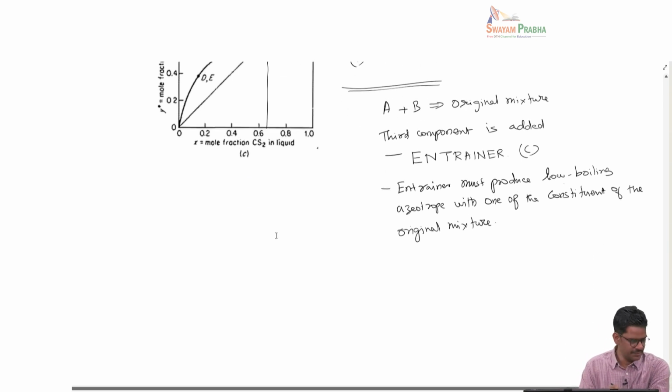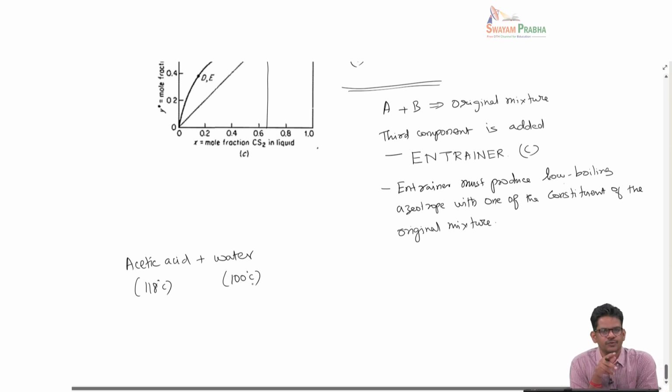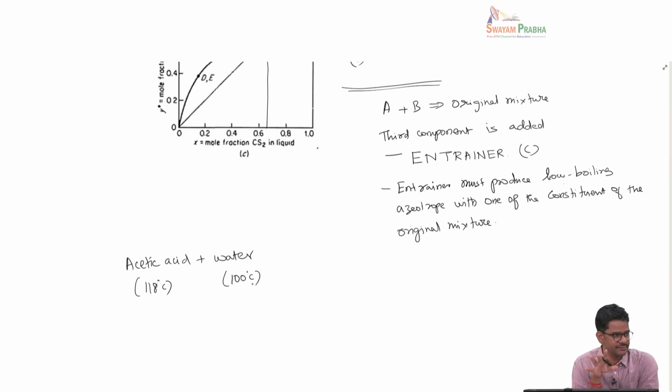Let us say I have a mixture of acetic acid plus water, and the boiling point of acetic acid is 118 degrees Celsius and water is 100 degrees Celsius. If you see these two, they do not form an azeotrope by themselves. And the boiling point difference is quite reasonable. One is 100, another is 118, so there is an 18 degrees Celsius difference in the boiling point. However, the relative volatility alpha is not very different from 1. It's very close to 1.